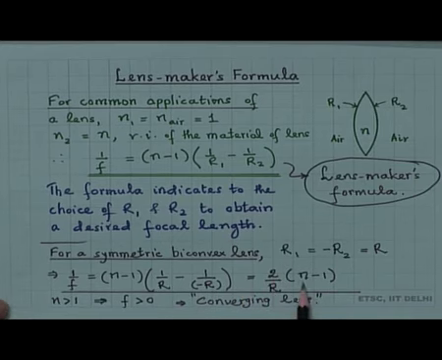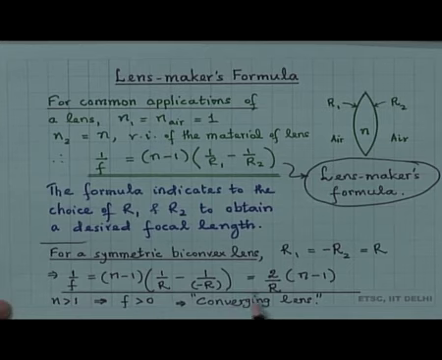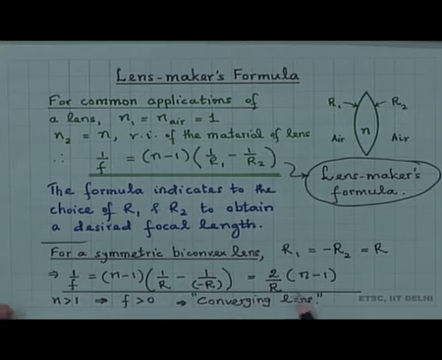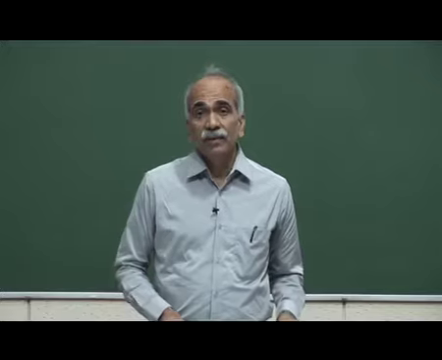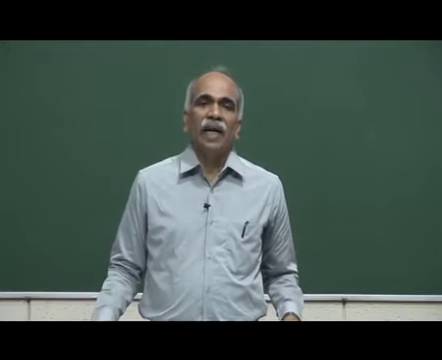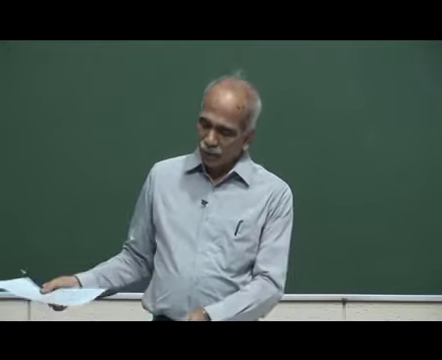Note that n is the refractive index of the material of the lens, which is greater than air, so n is greater than 1. Therefore f, the focal length, is greater than 0, which is positive. So that is called a converging lens. A converging lens has a positive focal length. So what about a diverging lens? Let us see converging and diverging lenses.